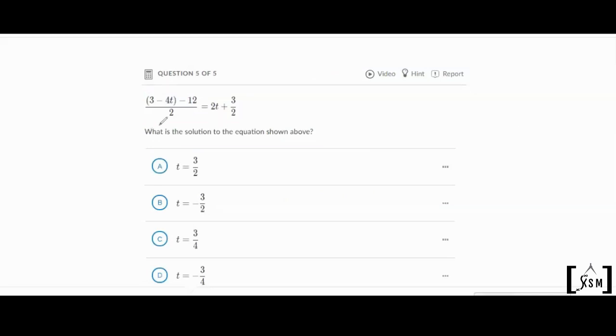Have a look at question number 5. The question says this equation is given and we have to find the solution of the equation. So we'll solve for t. Perfect. Let's make the same denominator on this side. To make the same denominator, we'll have to multiply 2t up and down by 2, because 3 over 2 has the denominator 2. So we try to have the denominator 2, and then we continue.